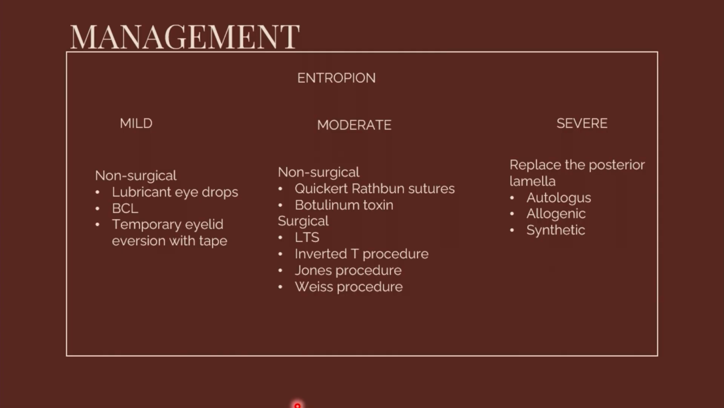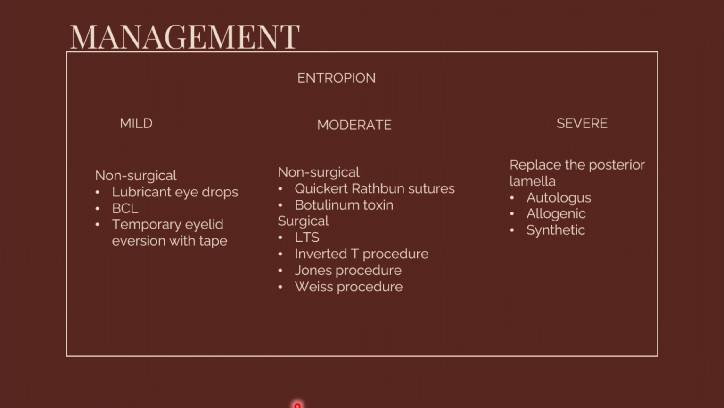Then moving to moderate entropion, we can use both non-surgical and surgical techniques here. We can do quickert sutures, or we can inject botulinum toxin. Surgically, the most common procedure, like we discussed, is the lateral tarsal strip. We can also do an inverted T procedure, Jones procedure, and a Weiss procedure.